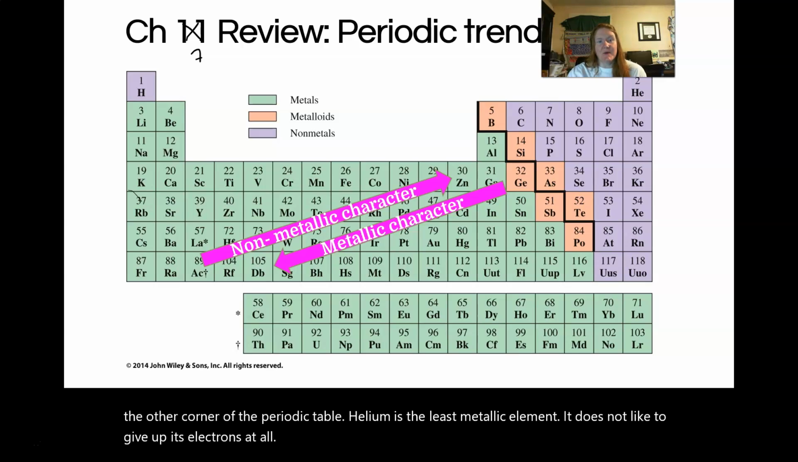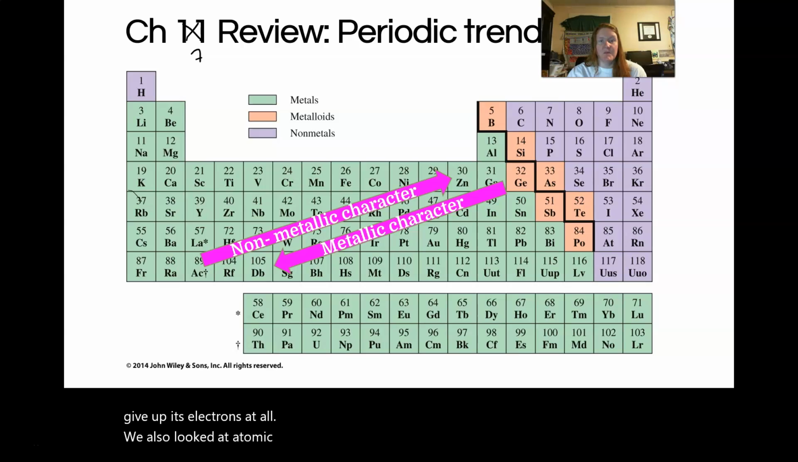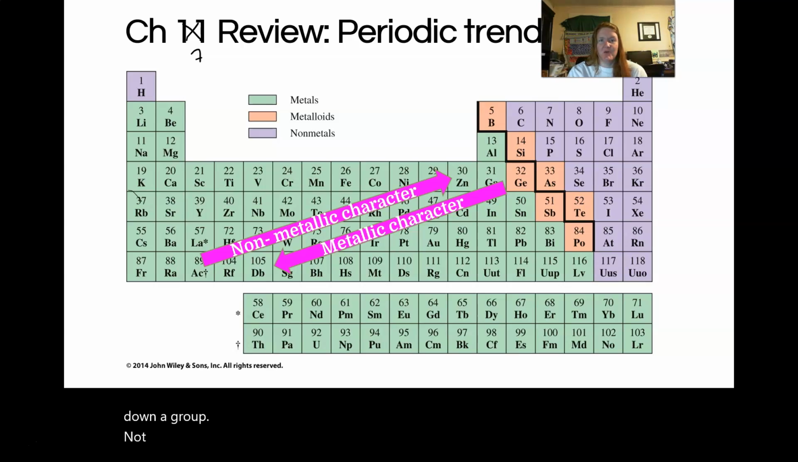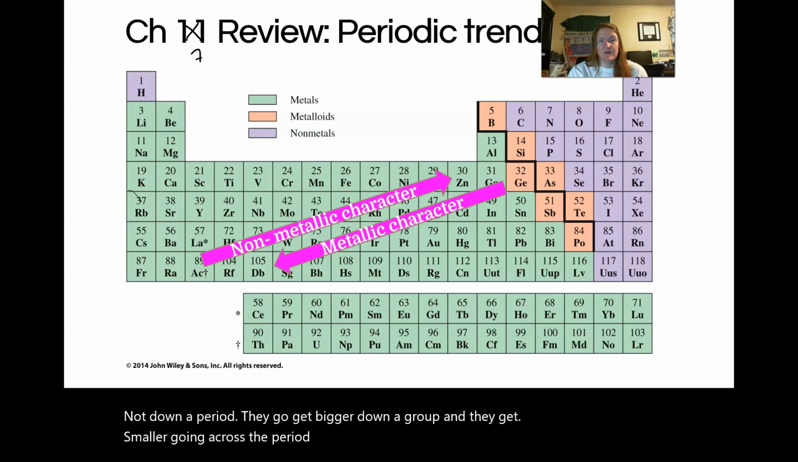We also looked at atomic radius. Remember that things get bigger going down a group, not down a period, they would get bigger down a group. And they get smaller going across the period from left to right, which means helium is the smallest and francium is the biggest.